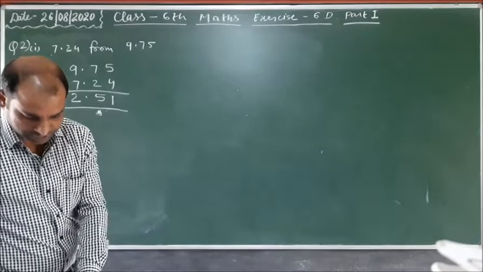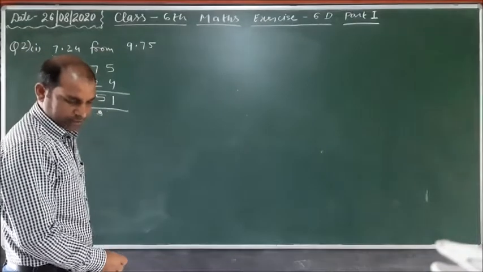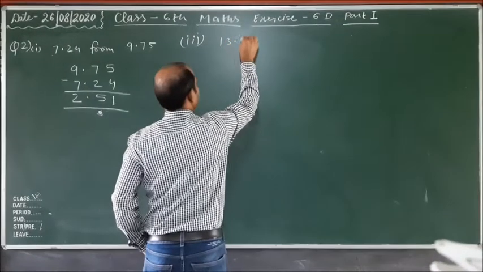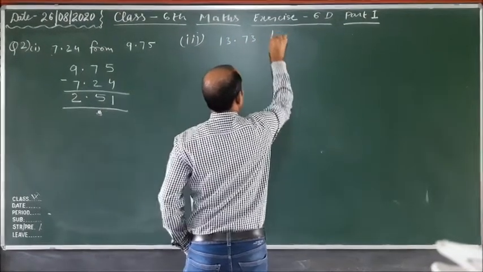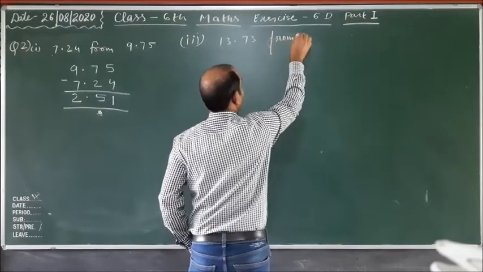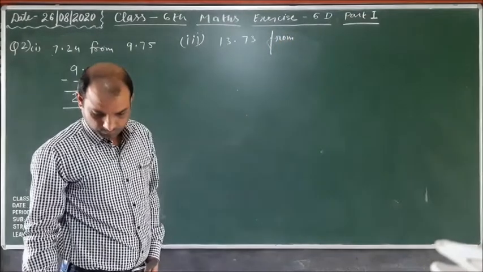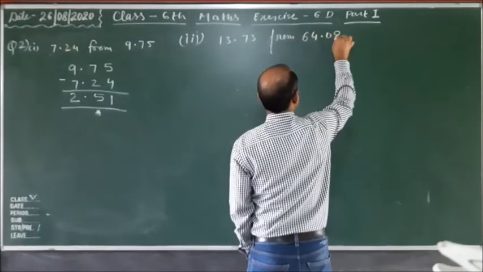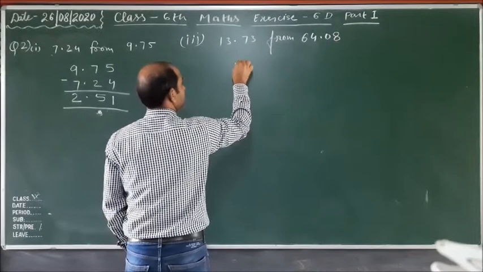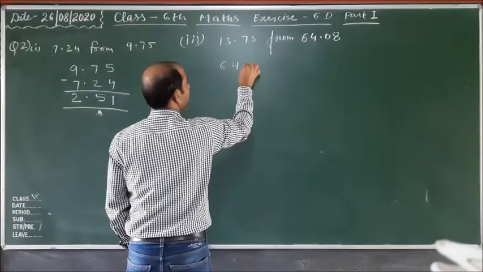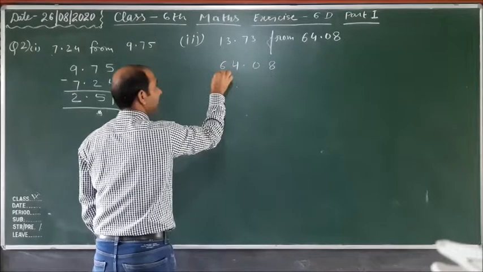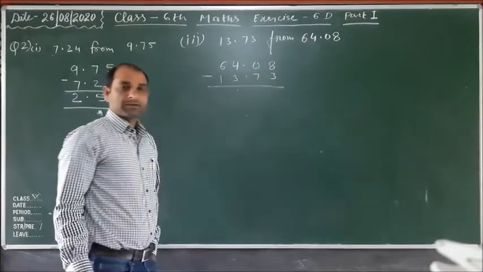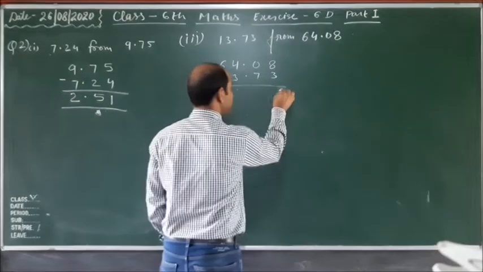Okay. Now the question number third, 13.73 from 64.08. Now 64.08 minus 13.73. 8 minus 3 equal 5.